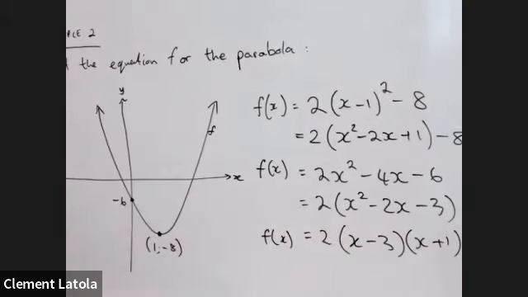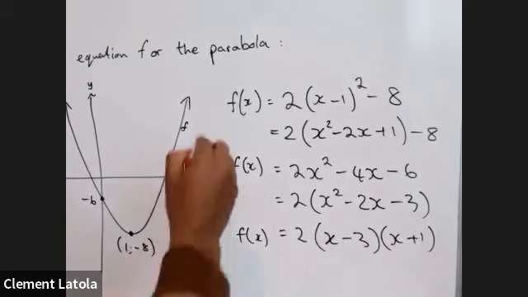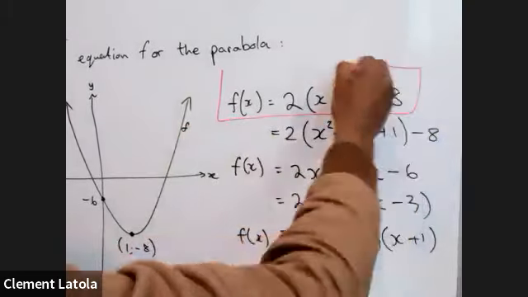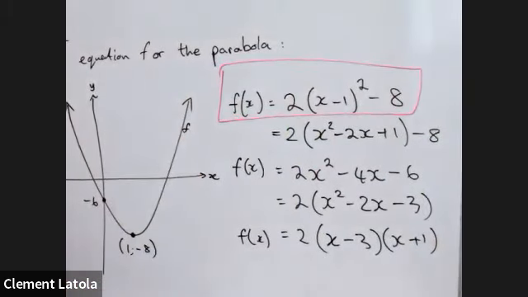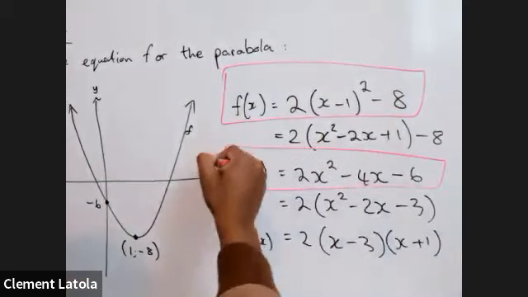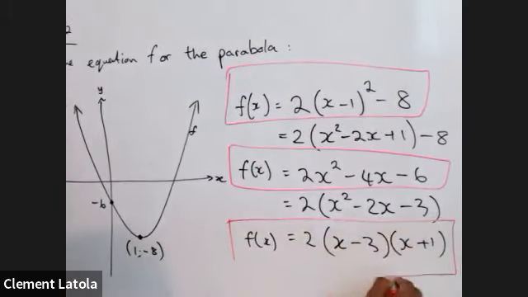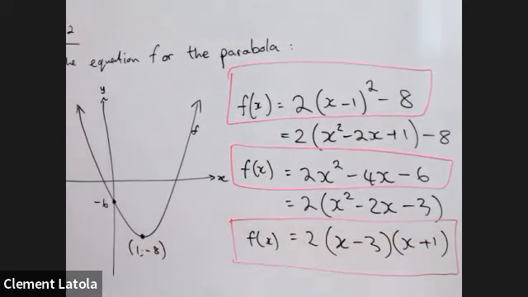Okay, so here we have the parabola in 3 different forms. The one on top was how we worked it out. That was the turning point form. Then we multiplied that out to get it in the standard form. And then we factorized it as a trinomial to get it in the x-intercept form.